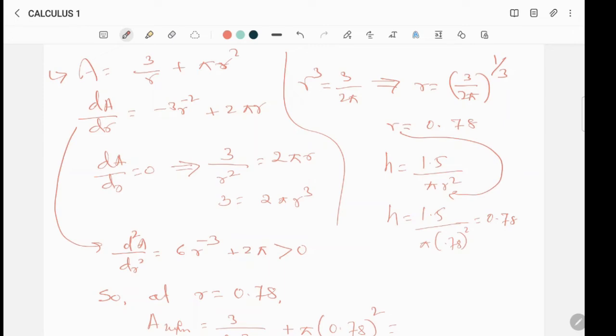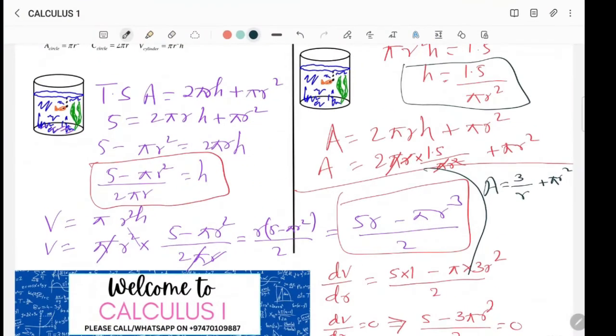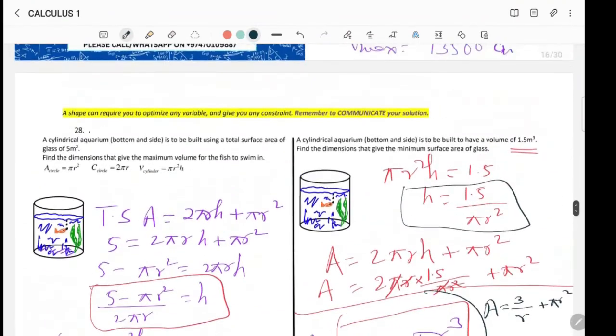So 3 over 0.78 plus pi times 0.78 whole square, which is 5.757, so 5.76 meters square. Okay, great. Okay, so this is done.